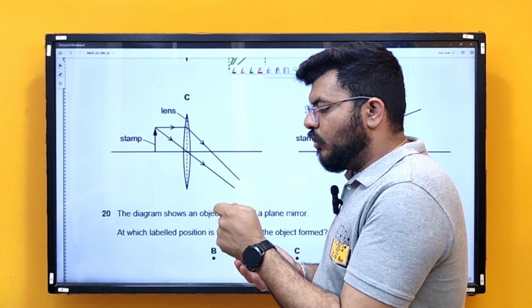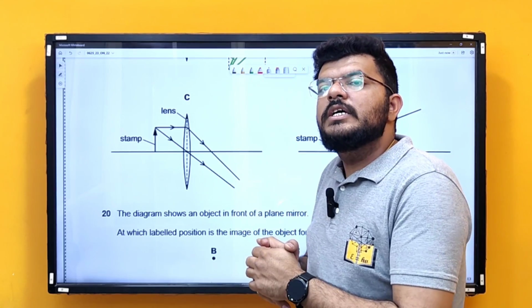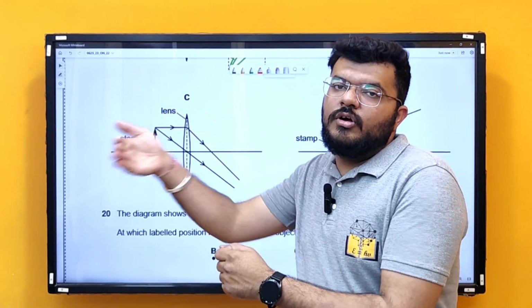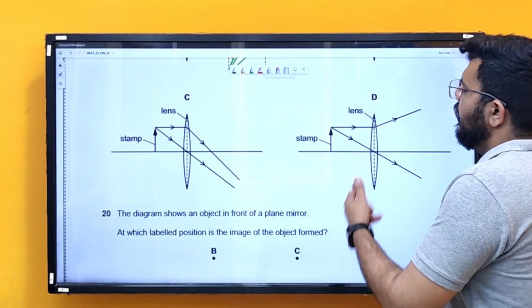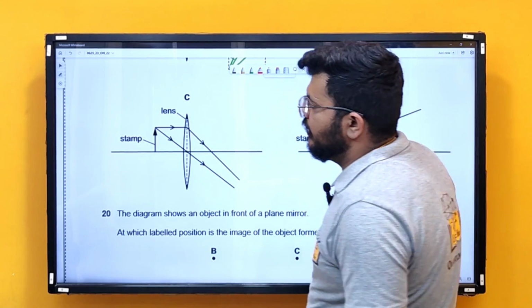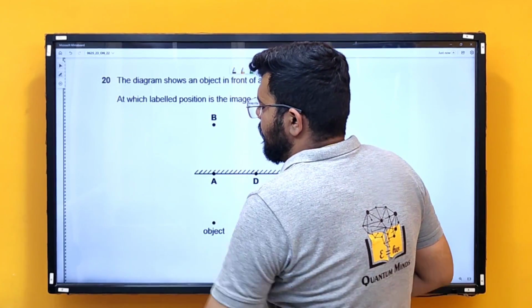In a magnifying glass, we observe that the image forms on the same side of the lens, not the opposite one. So C is also incorrect, and the ray diagram of D is incorrect. So D cannot be your answer.